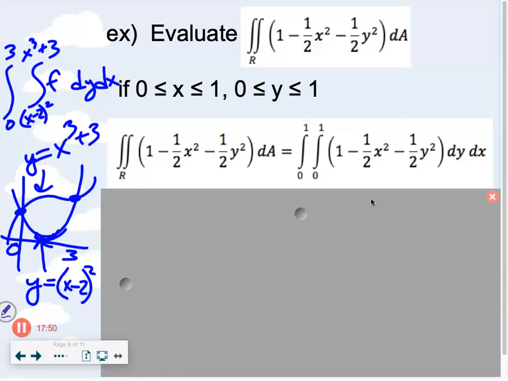Now, once in a while last year, do you guys remember we'd have to turn it sideways? We'd have to solve the function for x.